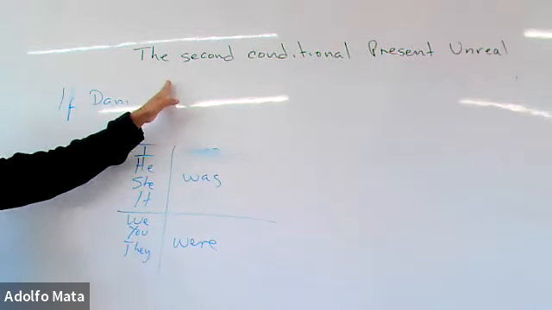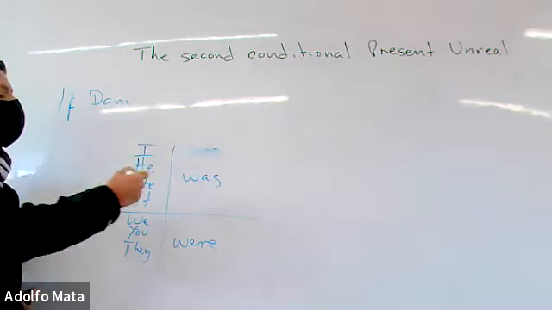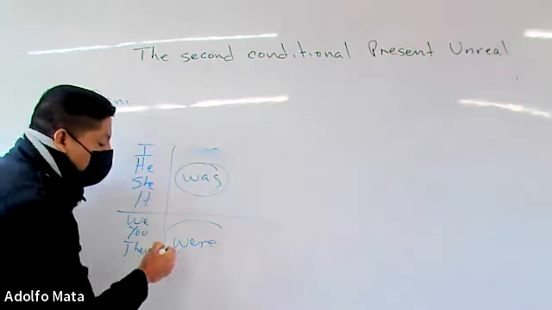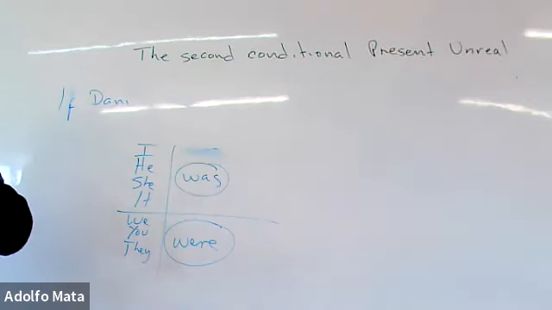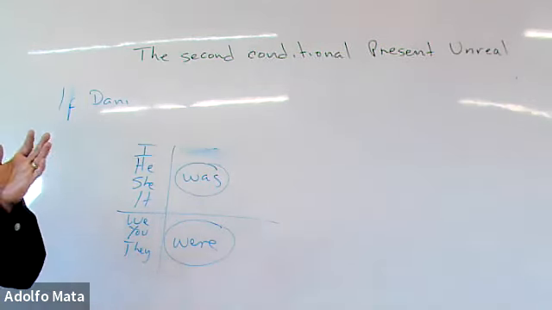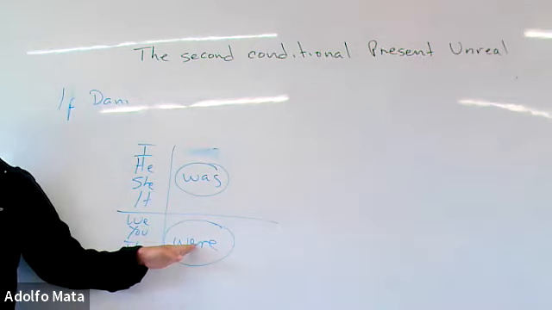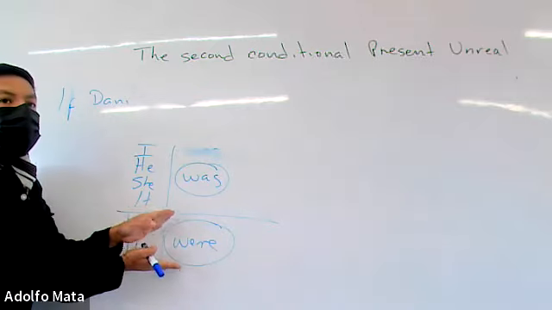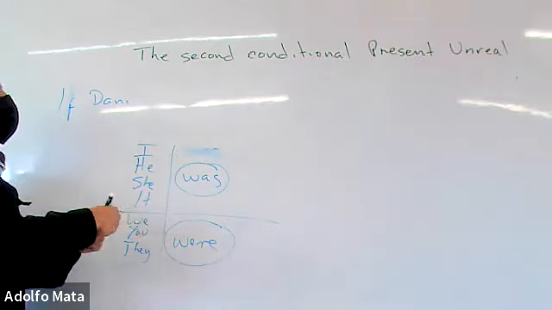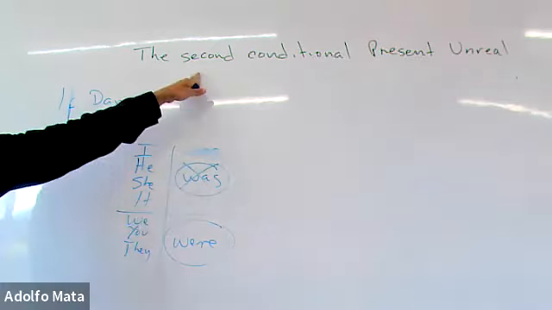Well, in the second conditional, we do not use was. We all the time use were. It doesn't matter, Manuel, which person it is. We're going to use were. Why? I do not know. I did not invent the language. I only teach it, right, Nicole? Okay, so we're going to use were. We're not going to use was for the second conditional.